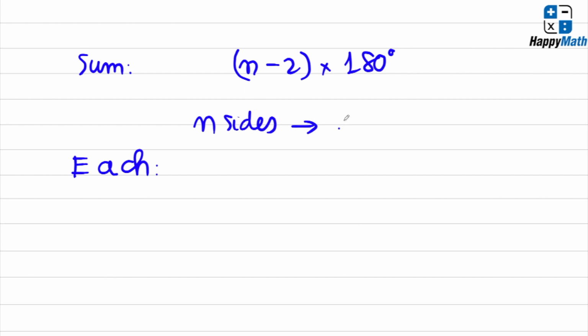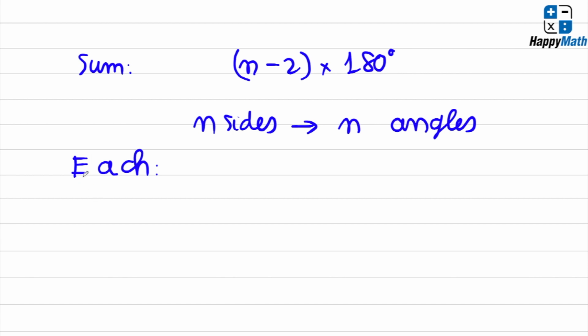It means you got n angles. Example, when I give you a polygon with 3 sides, it means you got 3 angles in that polygon. When n equals 5 sides, it means you have 5 angles in that polygon.